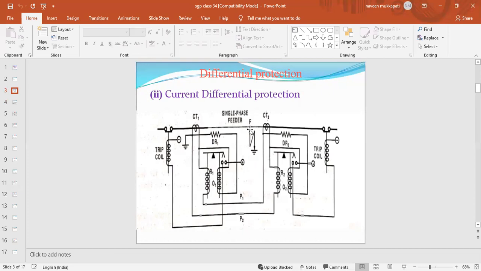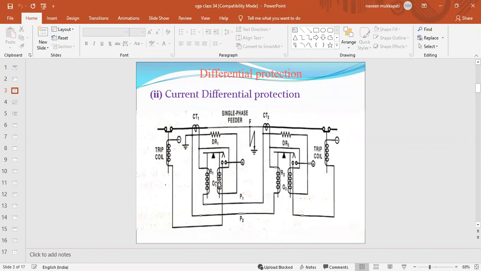This is the single phase feeder line. At the ends of the feeder line, we are connecting two CTs, that is CT1 and CT2. The secondaries of these CTs are connected to R1 and R2 and pilot wires P1 and P2. R1 and R2 are the restraining coils connected using the pilot wires P1 and P2. At the secondary side of the restraining coil, we are connecting the operating coil.